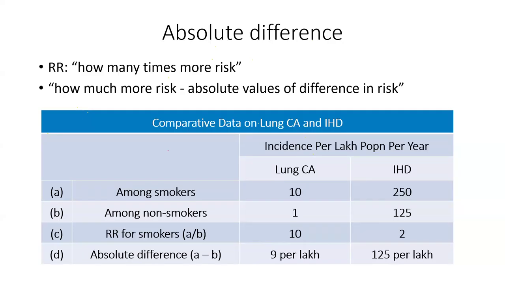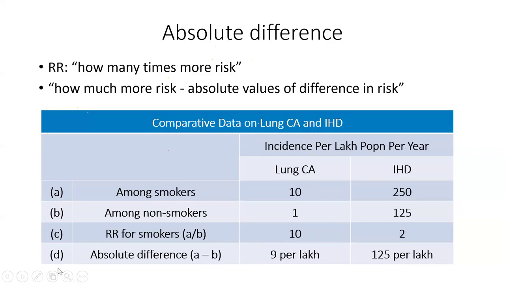What I'm going to focus on is this impact thing, which is the absolute difference. That is answering how much more the risk is in the exposed compared to the unexposed. In this table, you are seeing the incidence per lakh population per year in smokers and non-smokers. In both groups, if you look at the ratio, which is the measure of effect, the effect of smoking on lung cancer is 10. So smokers have a 10 times higher risk of lung cancer.